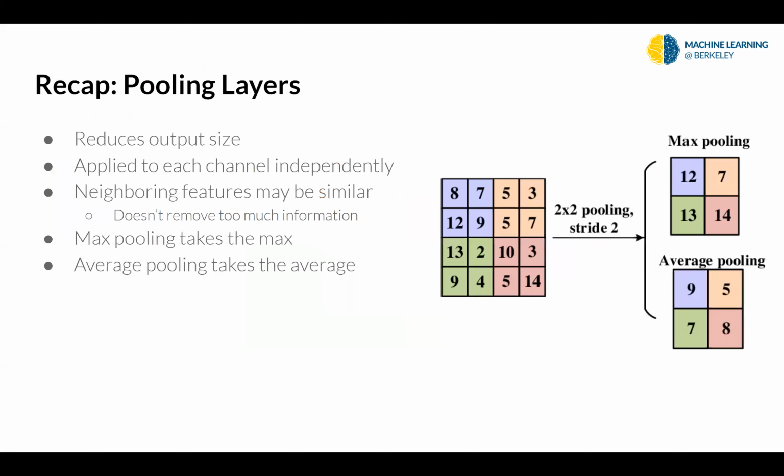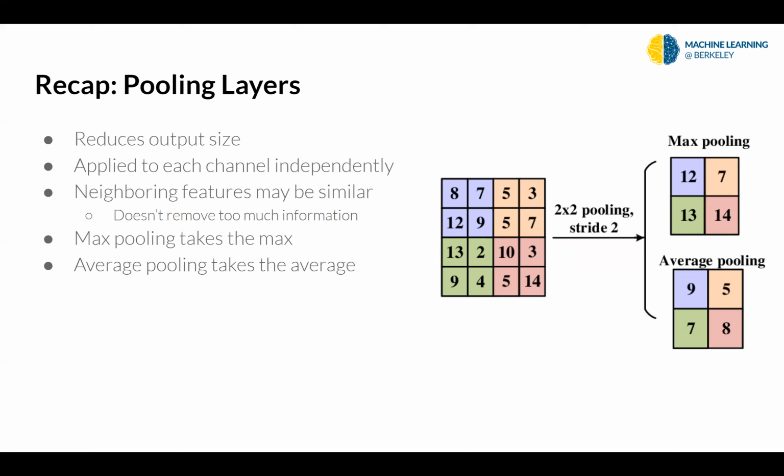Yep. And so, just a little recap of pooling layers, which we talked about last time: pooling layers help you reduce output size. You apply them to each channel separately. Essentially, we have max pooling and average pooling. Max pooling, as in the name, takes the max of this sort of area, and with average pooling, we take the average.